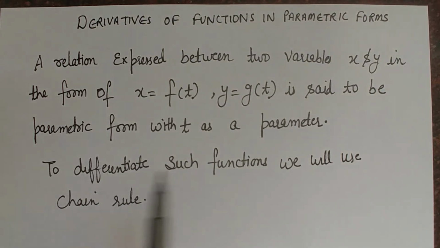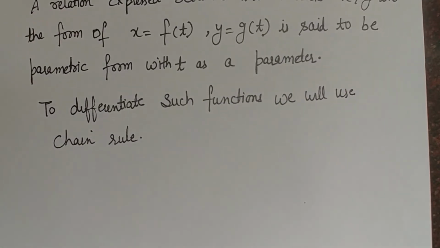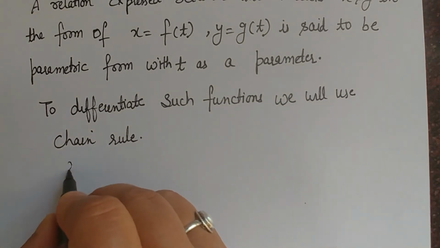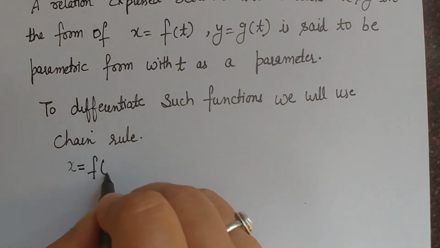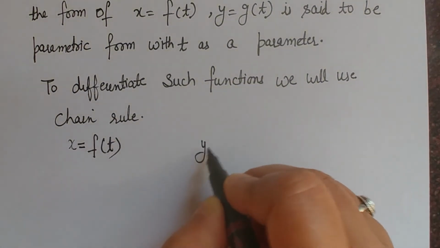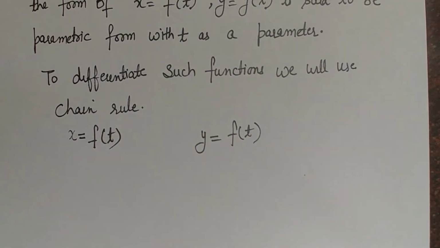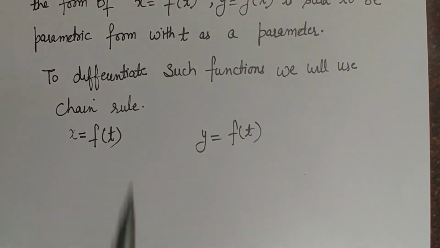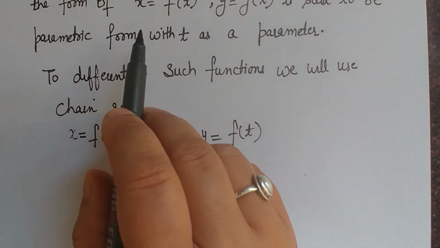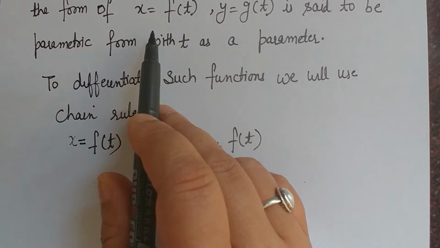Now to differentiate such a function, we need to use the chain rule. You are familiar with how to use the chain rule. So let us see. Say x is a function of t, and y is also a function of t. What I need to do is find dy by dx, because I have to differentiate y with respect to x.